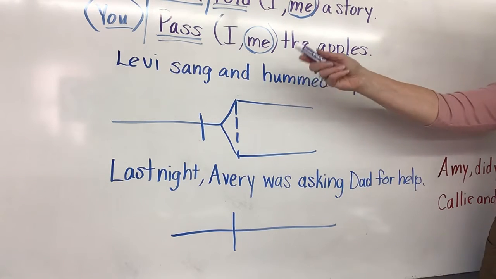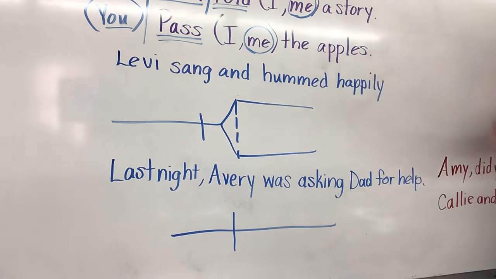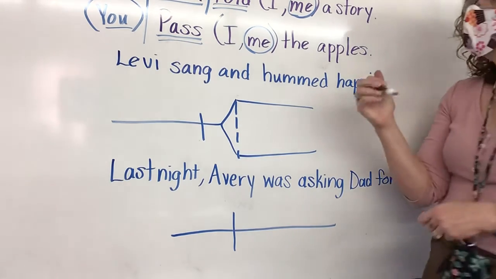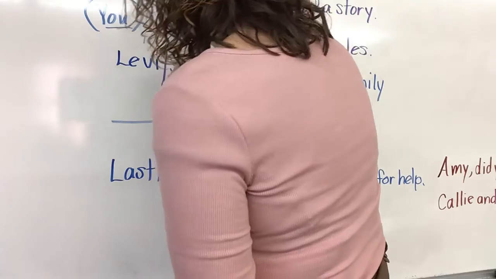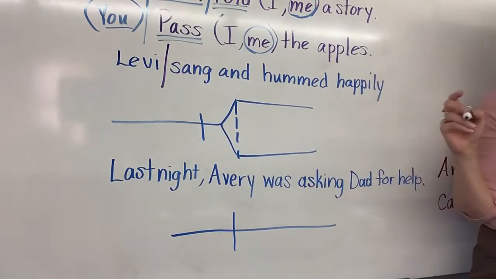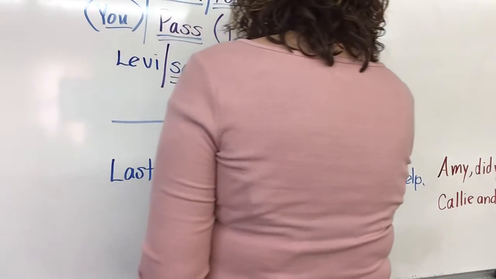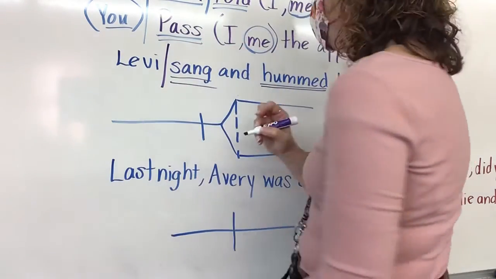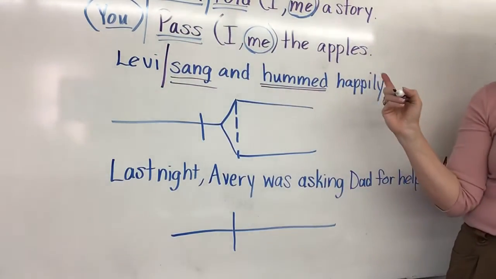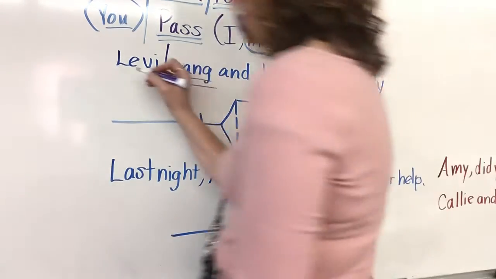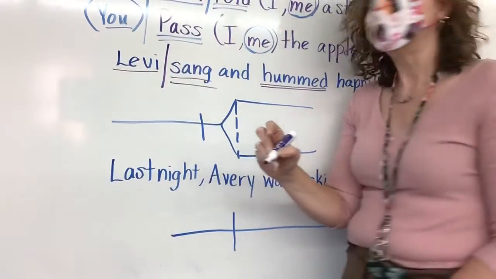All right, so the first sentence says, Levi sang and hummed happily. Where are we going to divide it, class? After Levi. Come on, guys, wake up. You sound asleep. After Levi. So what's our verb? Sang and hummed. So underline sang twice. Underline hummed twice. When you say, who sang and hummed? Levi. So underline Levi once.